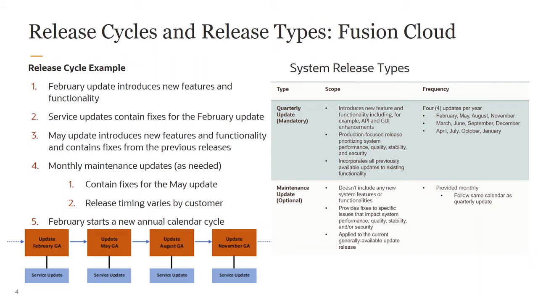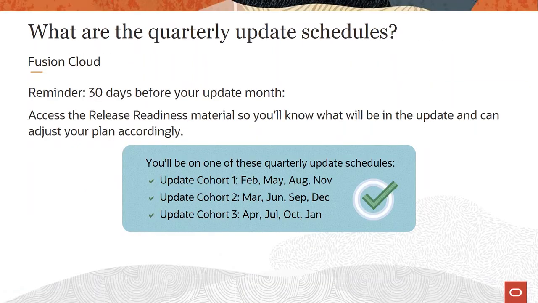And then in May, you'll get a new update with new features and functionality for March, April, and May, and so on. You may have monthly maintenance updates that you can consume as needed or just wait for the quarterly update if you prefer. You will get notified 30 days before your update month.